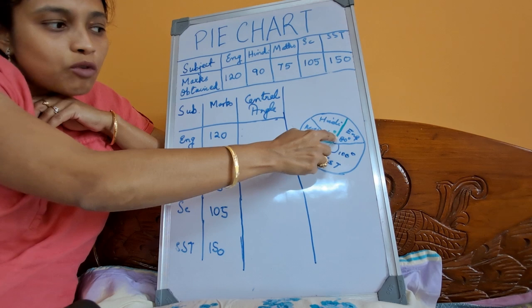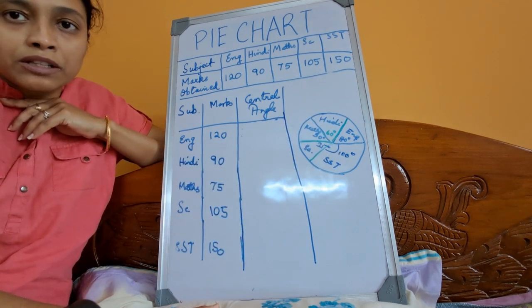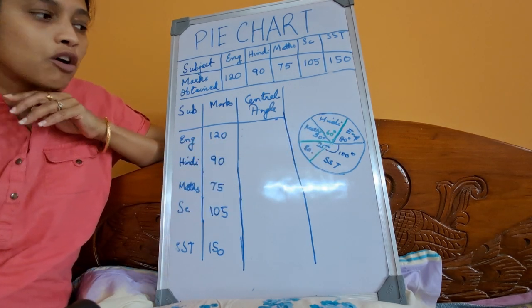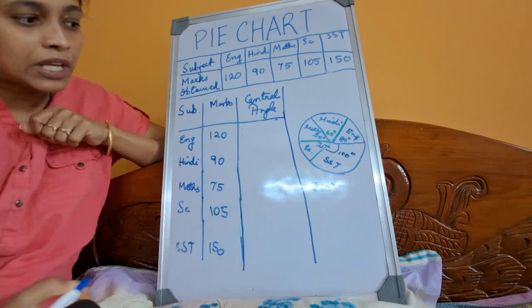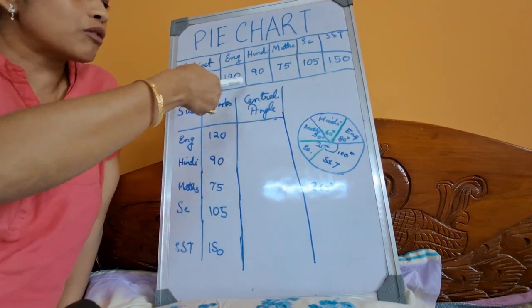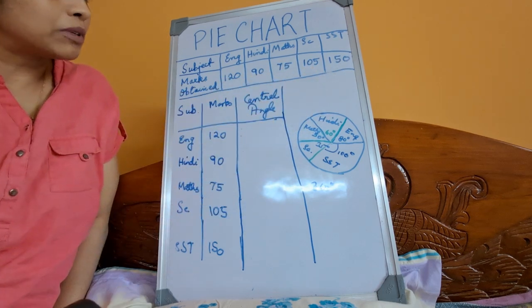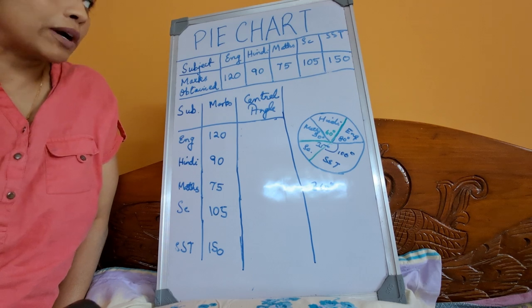So we should know what is the total angle at the center. So total angle at the center is 360 degree. All of us know that, right? It is 360 degree. And what is the total marks obtained by the student? So we should add all of them. So 120 plus 90 plus 75 plus 105 plus 150.